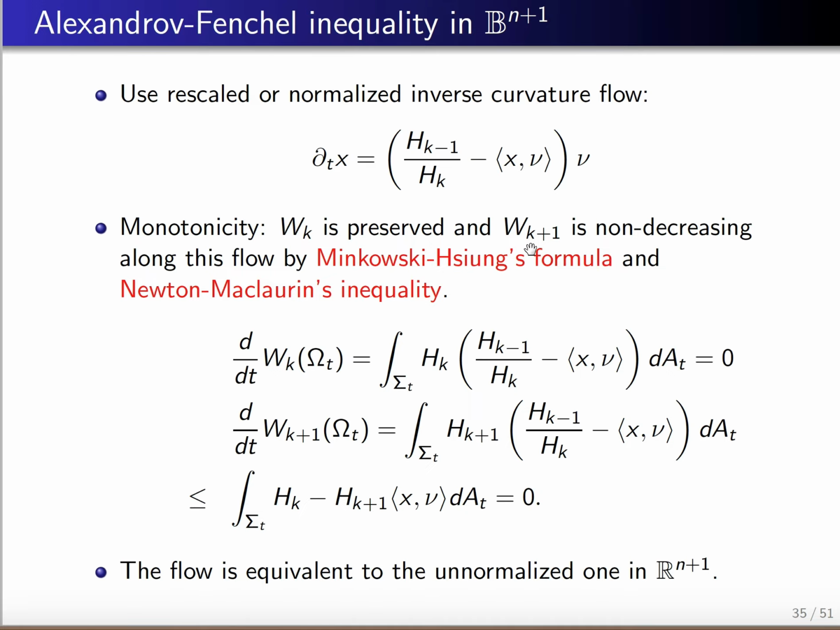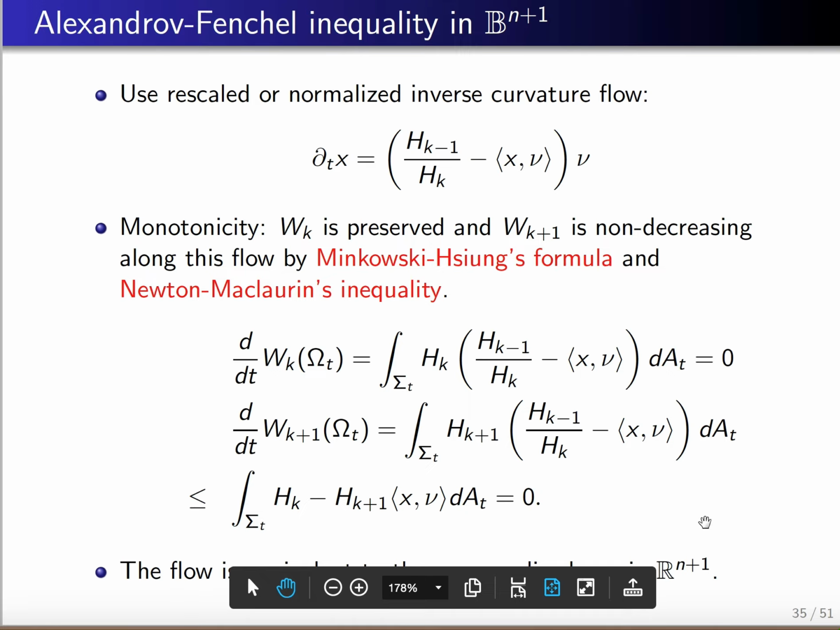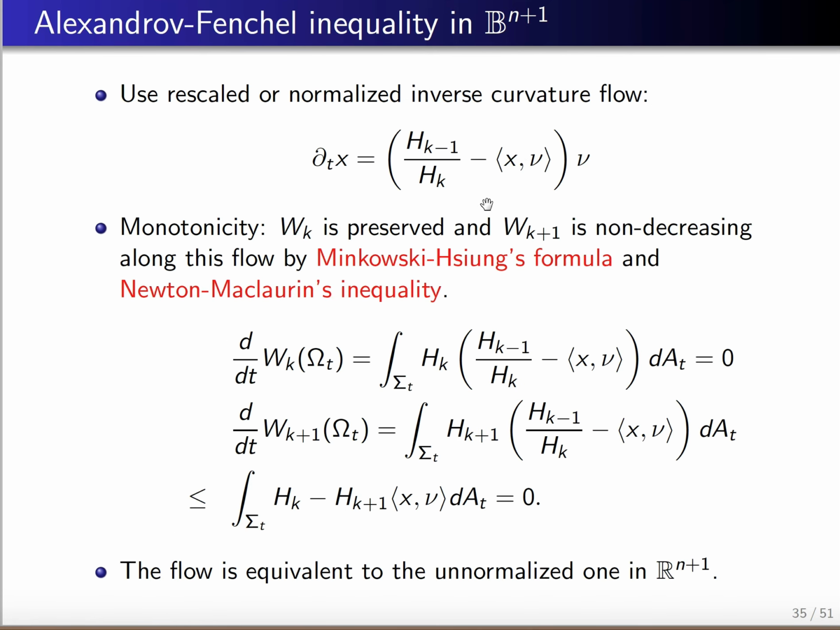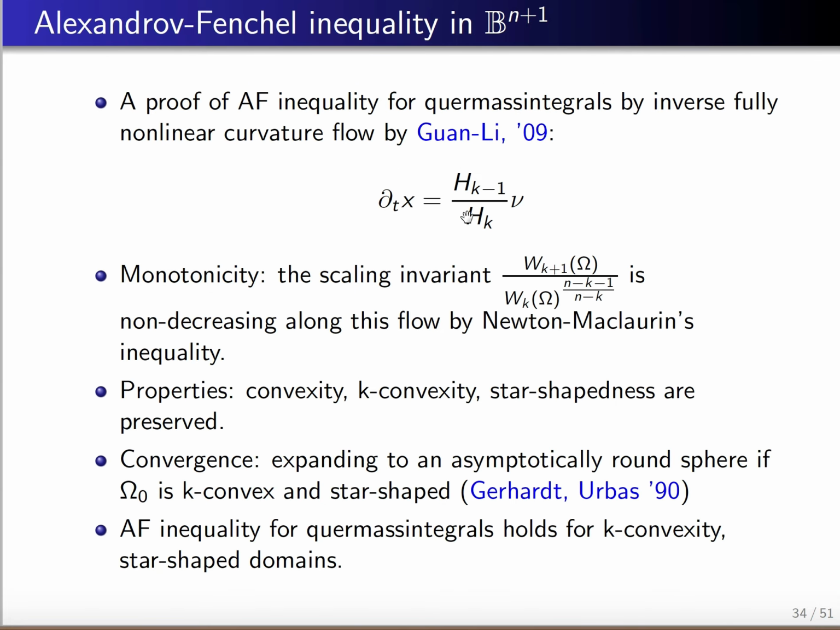And the flow here is in fact equivalent to the unnormalized flow in Euclidean space. That means this flow and this flow are equivalent up to rescaling. But in a general ambient space, other than the Euclidean space, generally the normalized one is not the same as the unnormalized one.